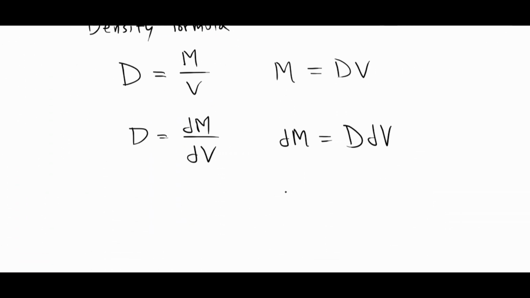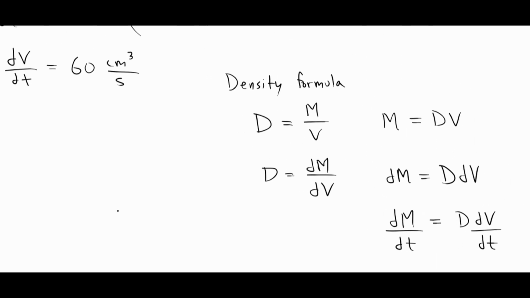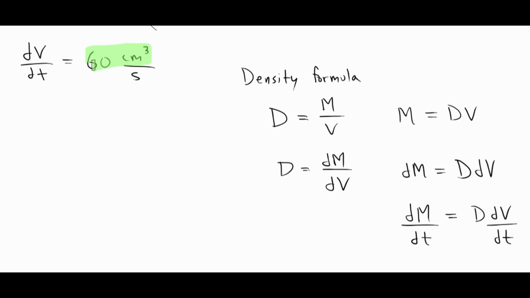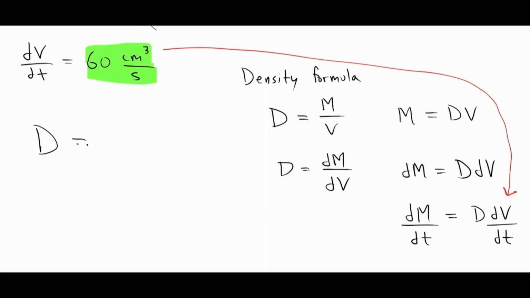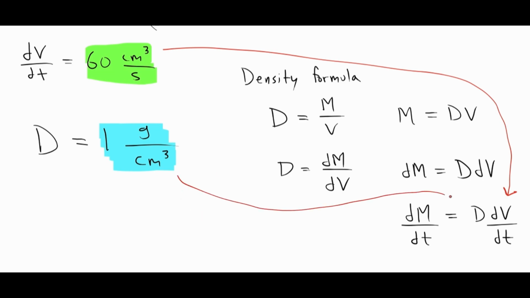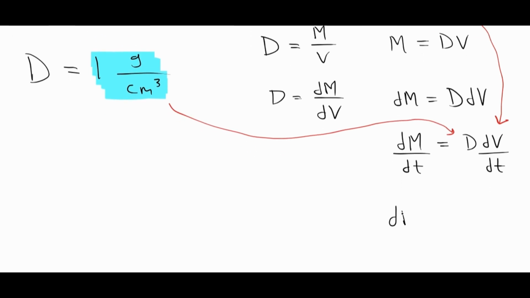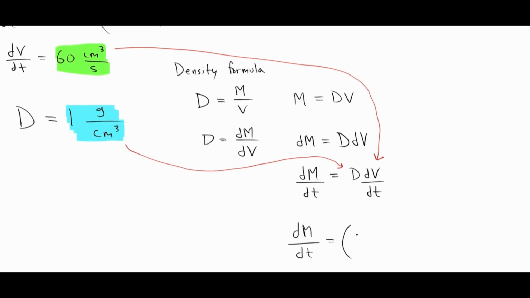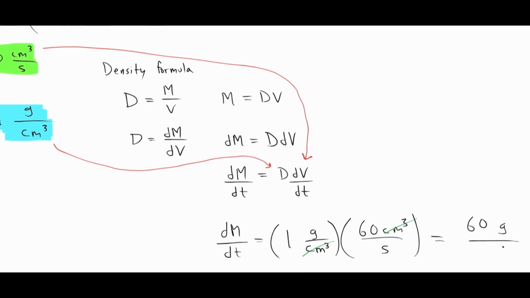So let's use that. We're going to want to divide both sides by dt. And now we'll be able to find our answer, because right here we have dv dt. So this is going to get plugged in over here. And they told us above that the density was 1 gram per cubic centimeter. So that piece of information will be going here. Alright, so dm over dt is going to be 1 gram per centimeter cubed, 60 centimeters cubed per second. I get 60 grams per second.